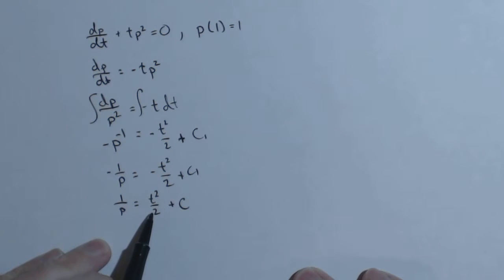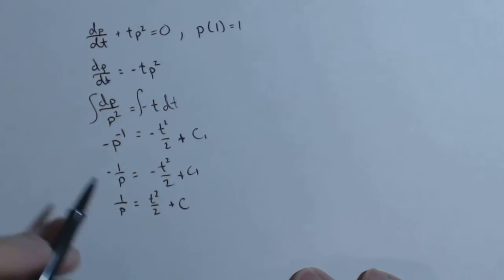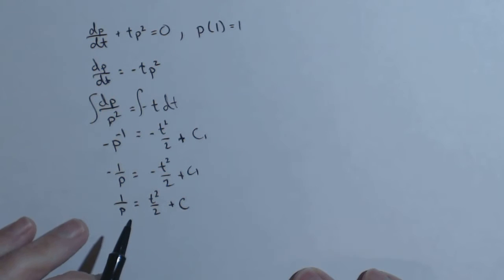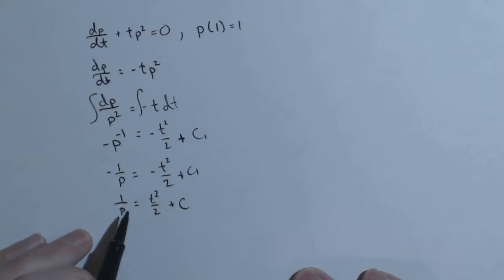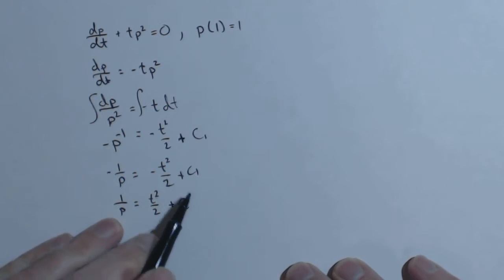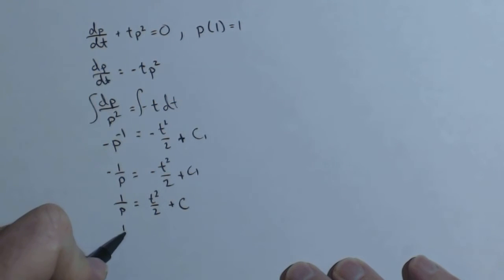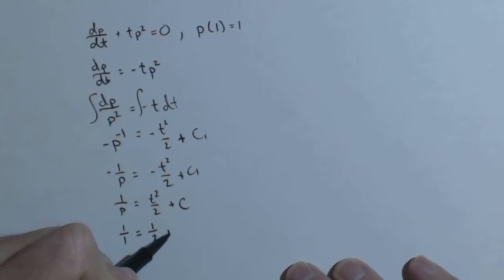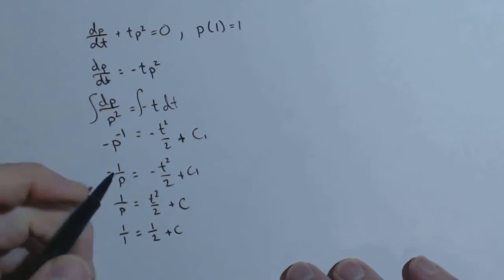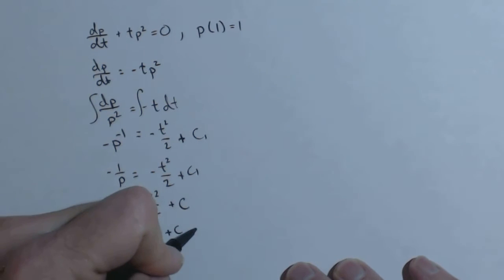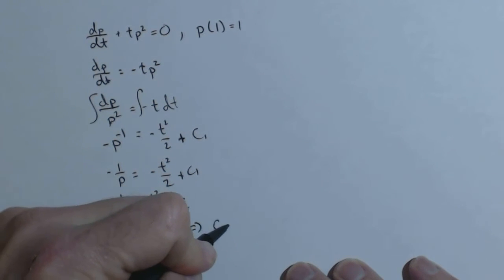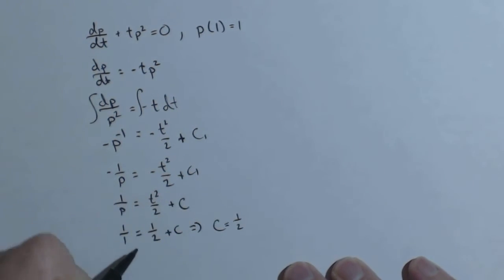So if we want, we could go ahead and solve for c now, or we can continue to solve for p. Again, that part doesn't matter, but I'd say let's go ahead and get our c now. It's because our numbers are so easy. So 1 over 1 equals 1 over 2 plus c. So 1 equals a half plus c. We get that c equals 1/2.